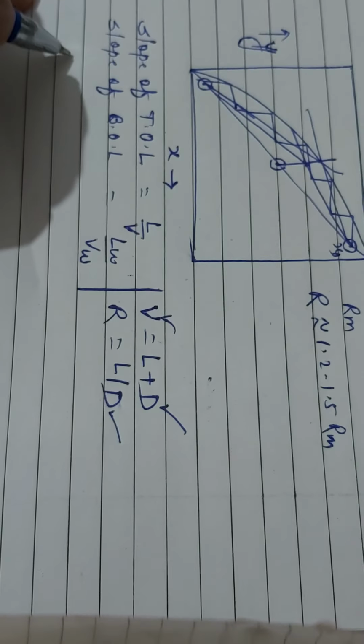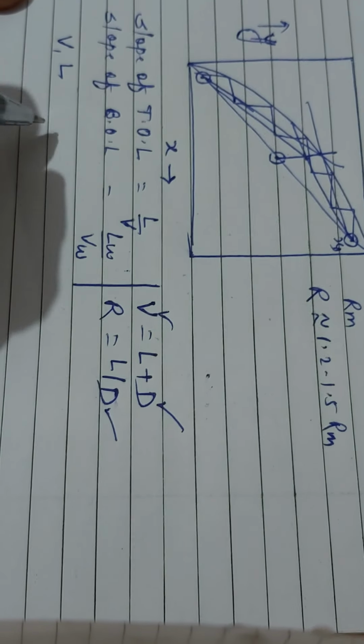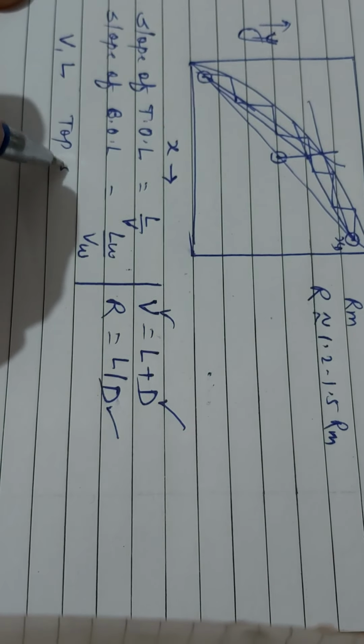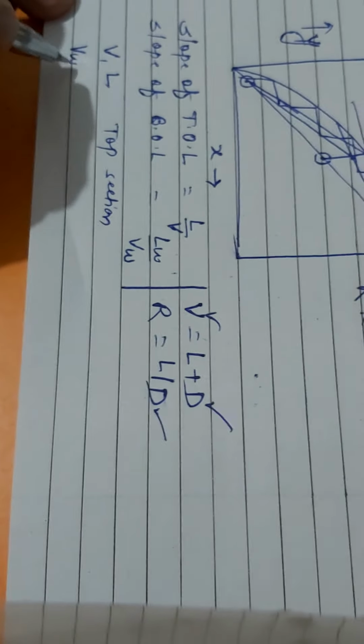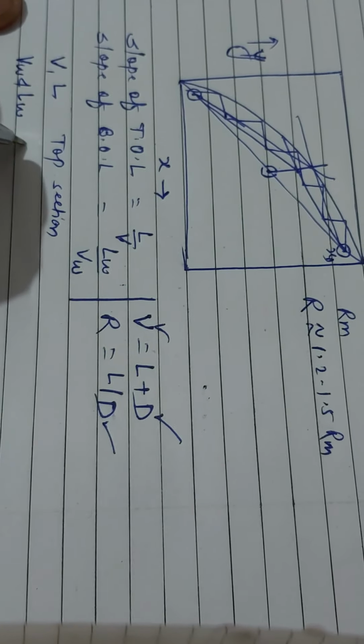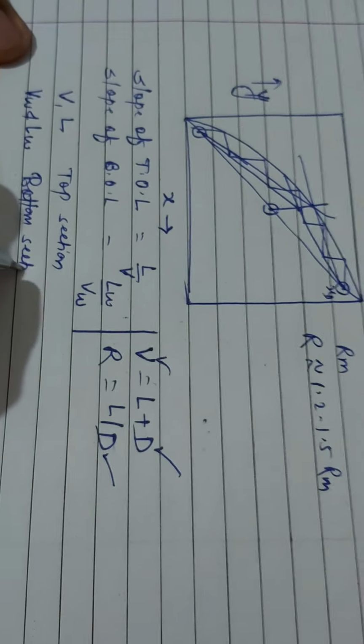So what we have finally is V and L at the top section, and we have VW and LW at the bottom section.